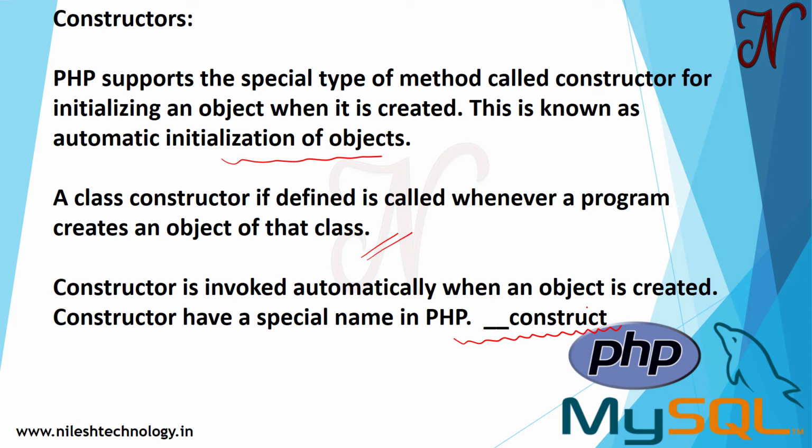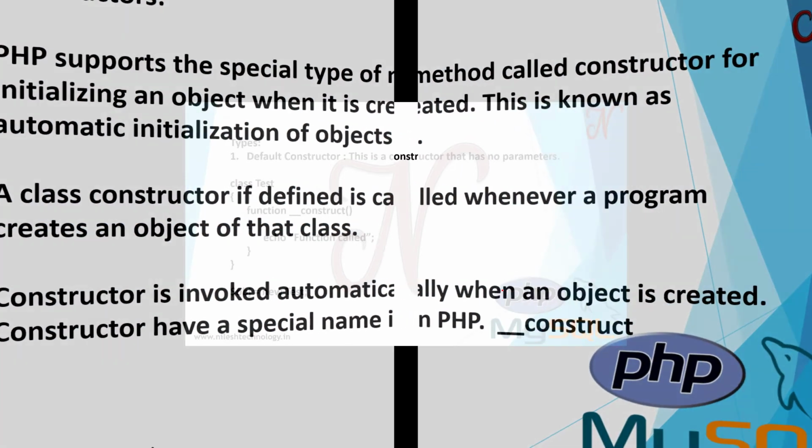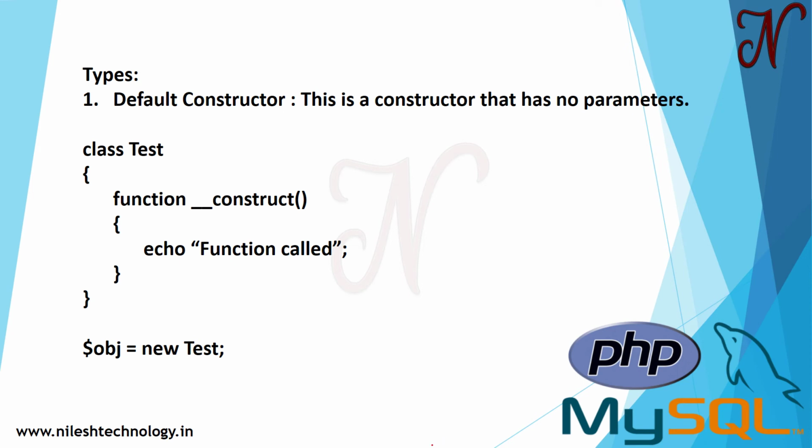Okay, so in other programming languages, the constructor name and the class name must be the same, but in PHP it is different. In PHP we define a constructor by using the name __construct, not the same name as the class name. But all the properties are the same compared to other programming languages. Constructors are executed automatically when we create an object. Okay, so see that there are two types of constructor, default and parameterized.